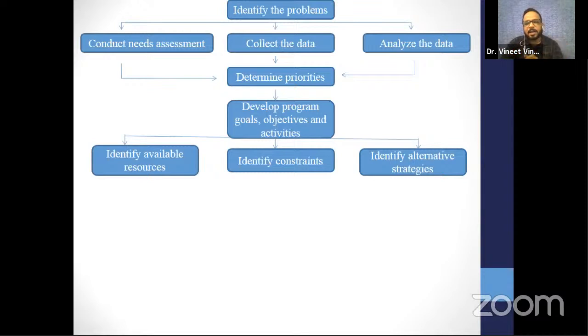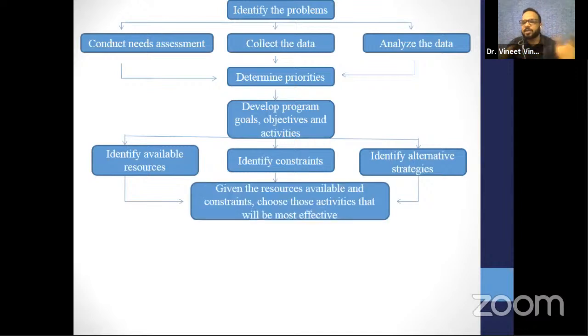And then identify alternate strategies. If this doesn't work, what am I going to do? If I'm not able to conduct a pit and fissure sealant program in that particular school, what can be the other alternate strategies? Can I go with a fluoride rinsing program? Or can I go with an oral healthcare awareness program, or just create awareness among them, something like that. So that is called identifying alternate strategies.